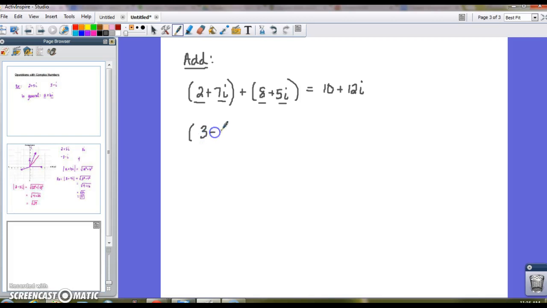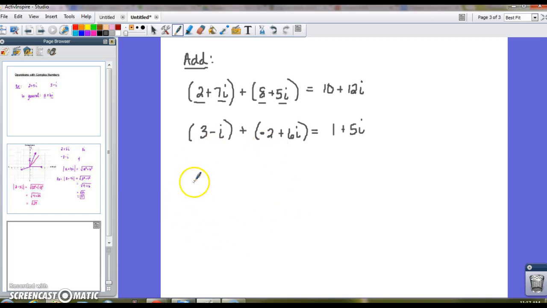Let's say I have 3 minus i plus negative 2 plus 6i. Okay, so I have 3 and negative 2 gives me 1. And negative 1i plus 6 gives me 5, so I have 1 plus 5i.